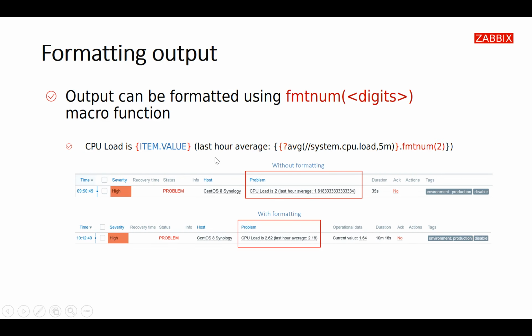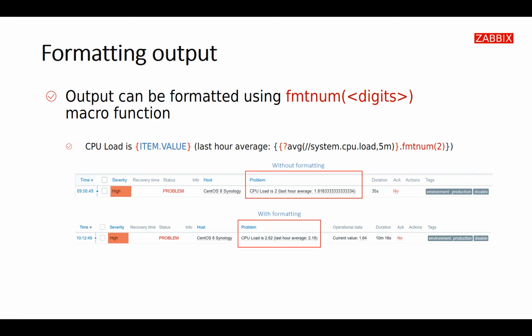If the function that we are applying by an expression macro gives us an output value which is too precise, we can additionally format it with a macro function. In this example we are using fmtnum, and in the parentheses we define how many digits after the decimal point we would like to display. This is the raw output without any formatting function applied, and this is when fmtnum with parameter 2 is applied, so we see only 2 digits after the floating point.